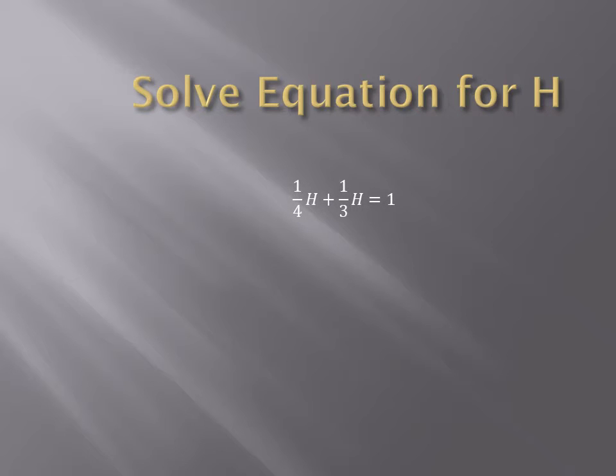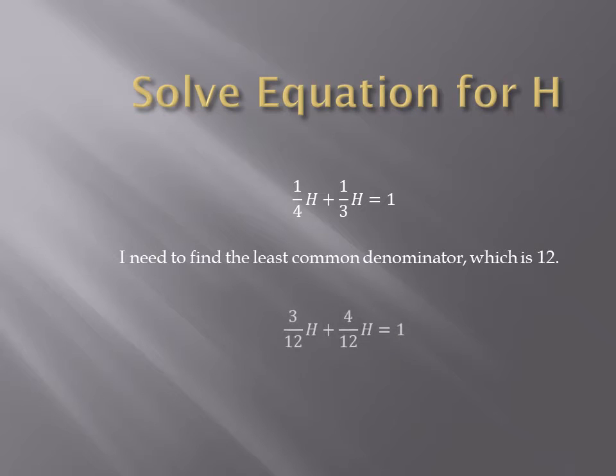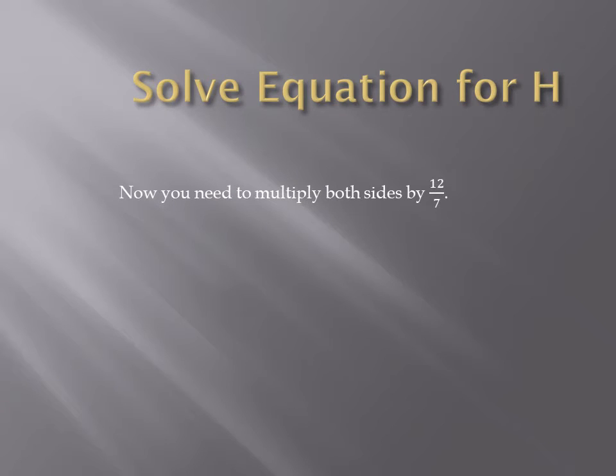Now we can go ahead and solve our equation. There's our equation again. We need to find the least common denominator, which is 12, so we're going to multiply 1/4 times 3/3 and 1/3 times 4/4, which will get us to our common denominator of 12. Once we do that, we come up with 3/12 H plus 4/12 H equals 1. We add those together, and we get 7/12 H equals 1.